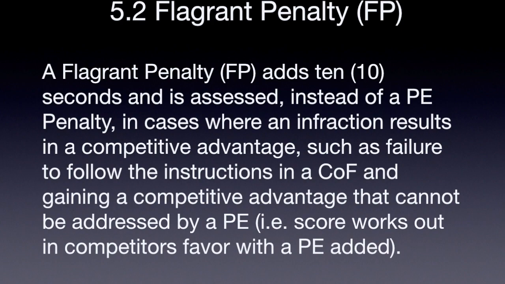A flagrant penalty, FP, adds 10 seconds and is assessed instead of a procedural in cases where an infraction results in a competitive advantage, such as failure to follow the instructions in a course of fire and gaining a competitive advantage that cannot be addressed by a PE. For example, if scores work out in a competitor's favor, a PE is added instead of a flagrant penalty.